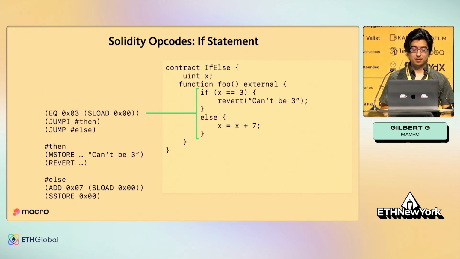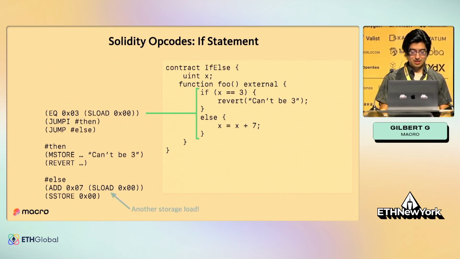Now, the way reverts work and also the way returns work is that you have to store your message in memory and then tell the EVM where it lives in memory. So that's kind of what we're doing here. I'm omitting some stuff because it's not that important. Basically, we store a string into memory and then we revert using that string. That's the then case. If we go to the else case, that's just incrementing by 7. That's straightforward. We do an sload, an sstore, and so on.